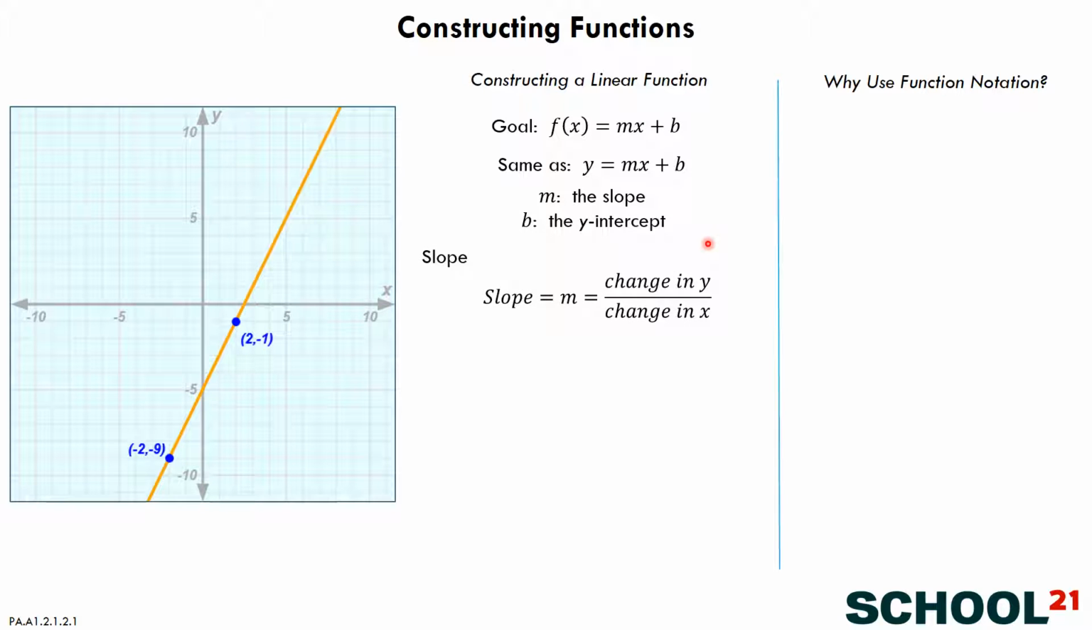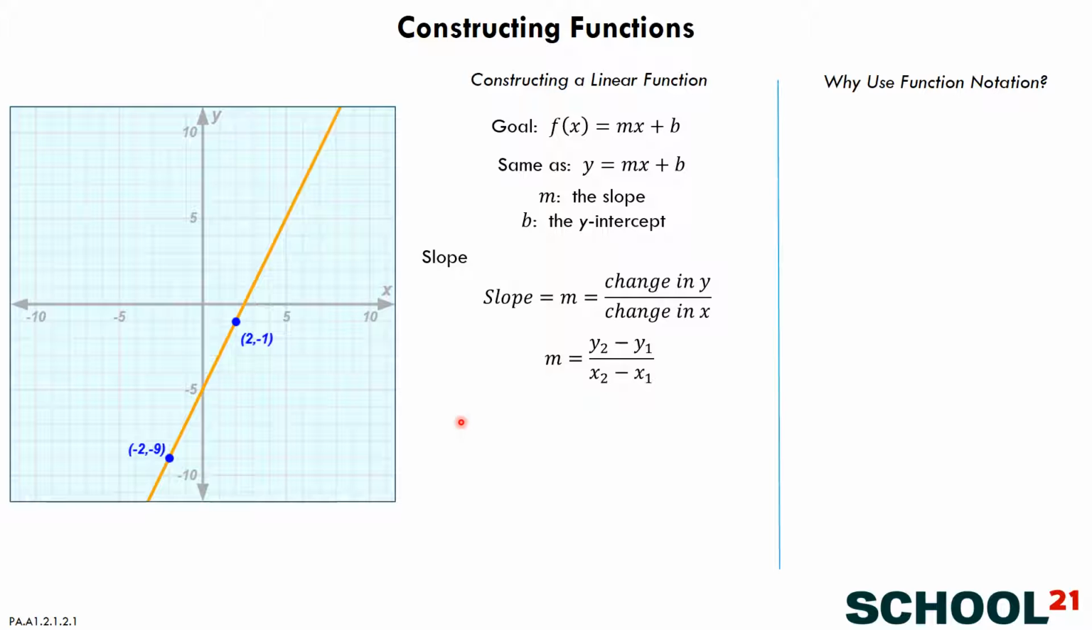So the slope, which is m, is the change in y divided by the change in x. How much y is changing divided by how much x is changing between any 2 points. We can calculate that with 2 points by thinking of one point as x2, y2, and the other as x1, y1. You could switch them, it's going to come out the same. So here, let's call this one x2, y2, and this will be x1, y1.